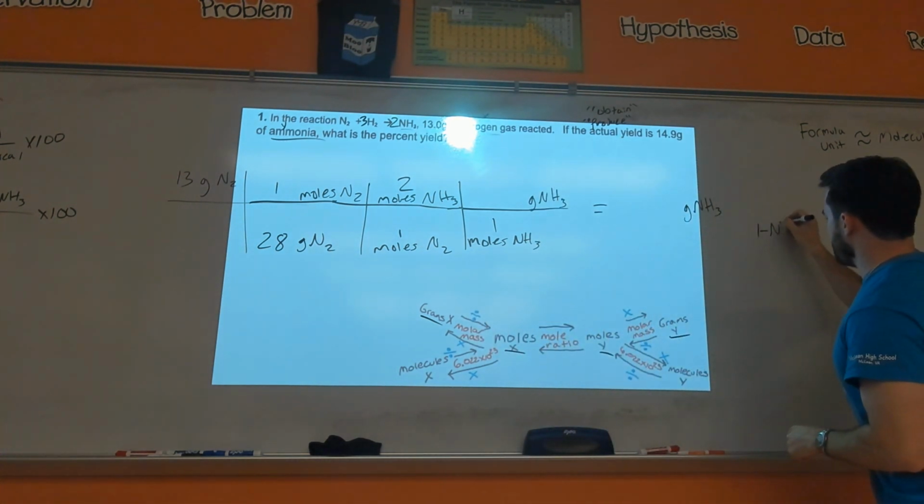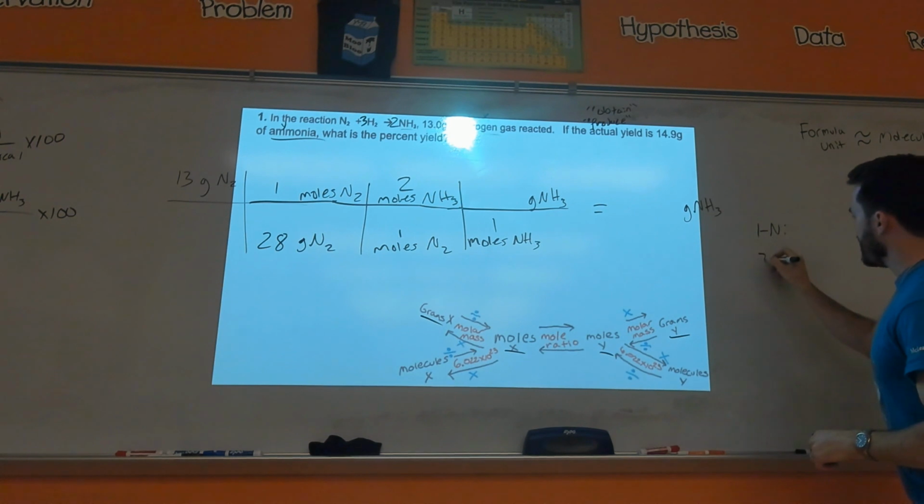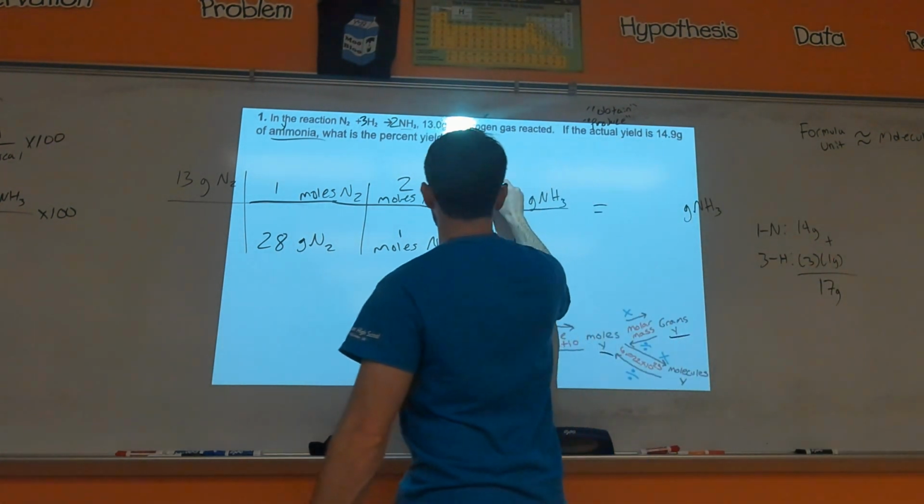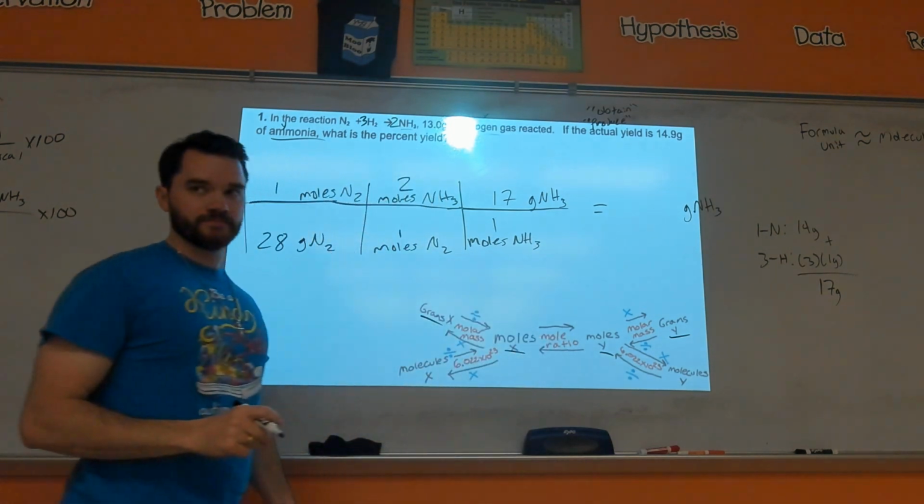Well, let's calculate that. NH3 is 1 N and 3 H's. Molar mass of N is 14 grams plus 3 hydrogens, where each hydrogen is 1 gram for the molar mass. So 3 times 1 is 3, plus 14, that would give you 17 grams. So 17 grams, that's what's going to go on top for NH3.